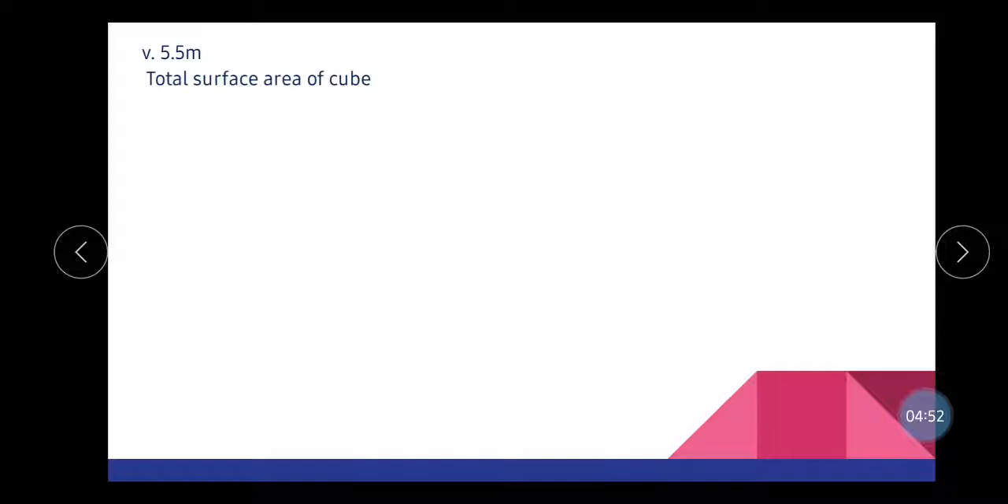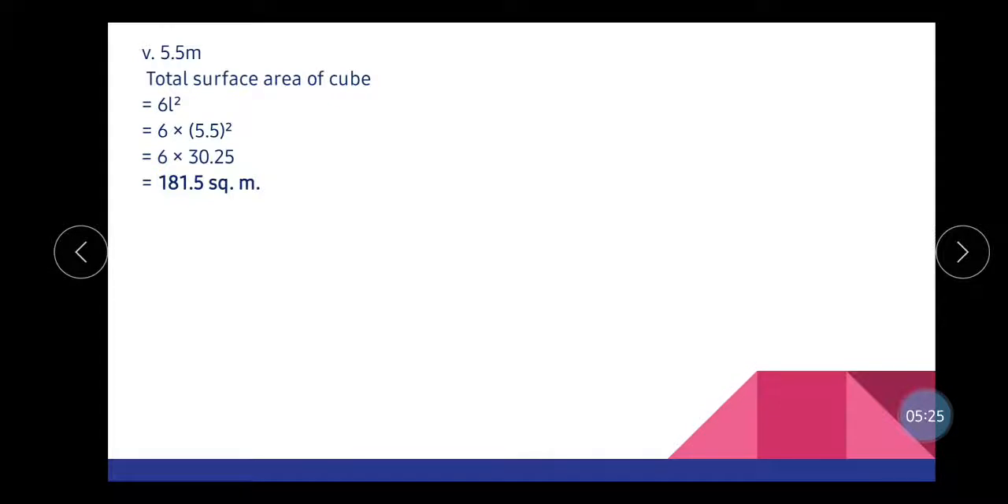Fifth one, total surface area of the cube, the formula is 6L square. The side is given as 5.5 meter. Substituting the side, that is L, 6 into 5.5 the whole square, we get 6 into 30.25. 30.25 into 6, we get 181.5 square meter. This is the end of question 1.